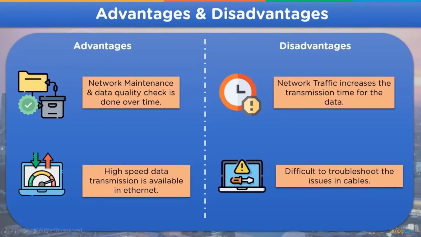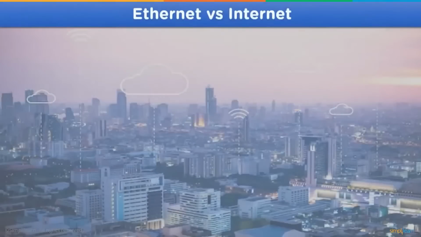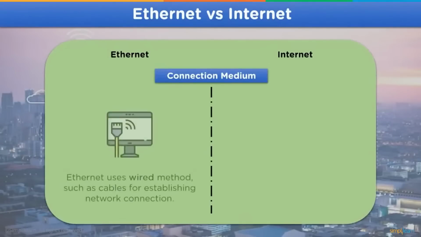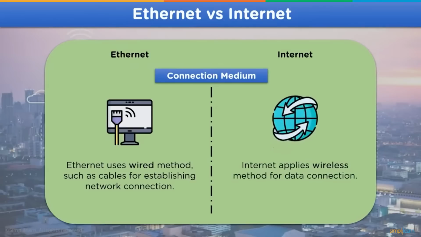Now let's move on to the last heading for this topic, that is Ethernet versus Internet. The first difference is the connection medium. For an Ethernet connection, physical cables are required. That means it uses a wired medium for connection. Whereas in case of the Internet, it uses a wireless medium such as satellites as a connection medium.